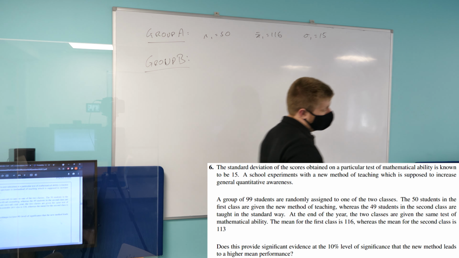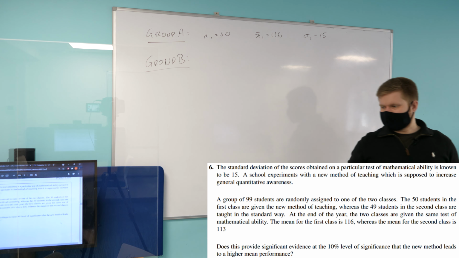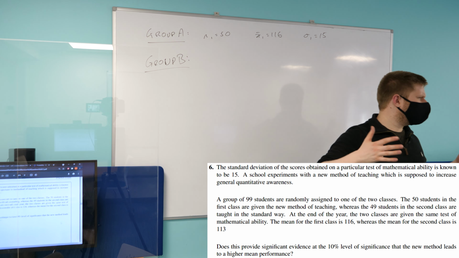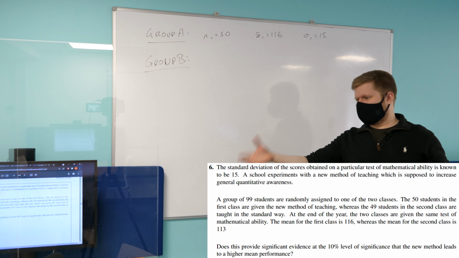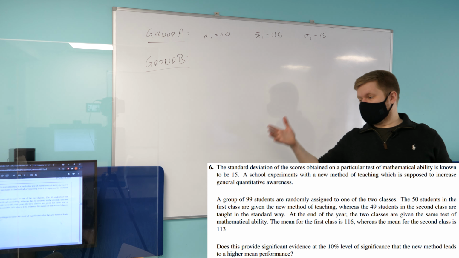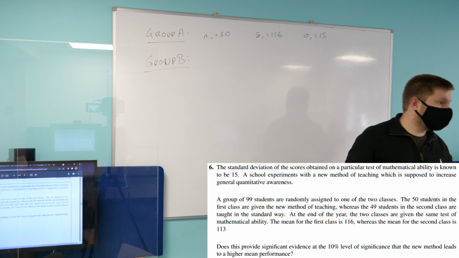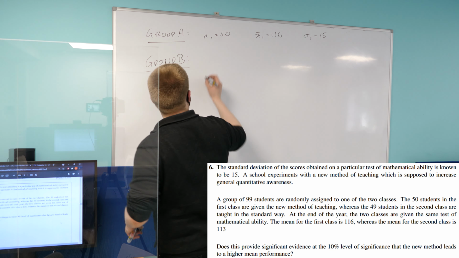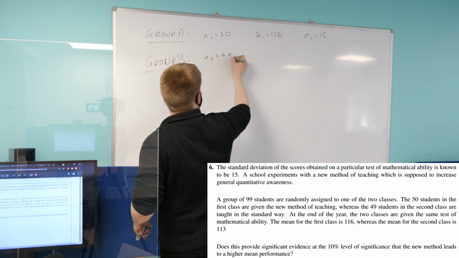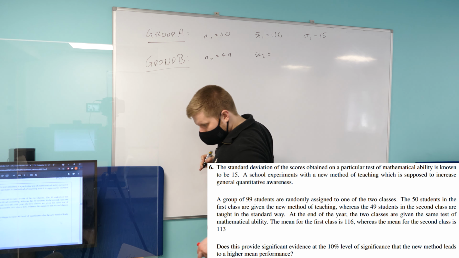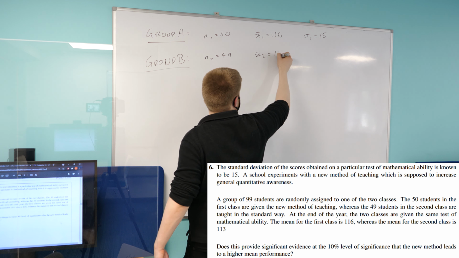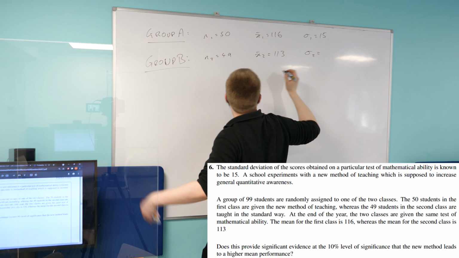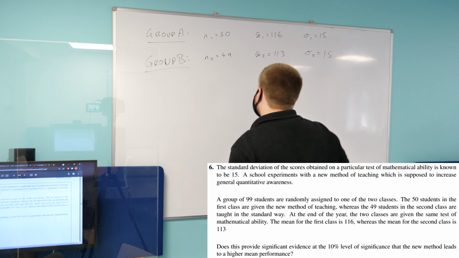Yeah, so I agree, you think about it logically, because the test is changing, the standard deviation should also change as well, because you've got different methods of teaching now. But because we aren't told anything else in the question, we have to assume that it's still going to be 15 at the end, because we haven't got anything else to use, and otherwise we can't do the question. Okay, so second group, we've got 49 students. We've got x2 bar is going to be, well, if we read down, 113. And we've got sigma 2 is still 15. Okay.